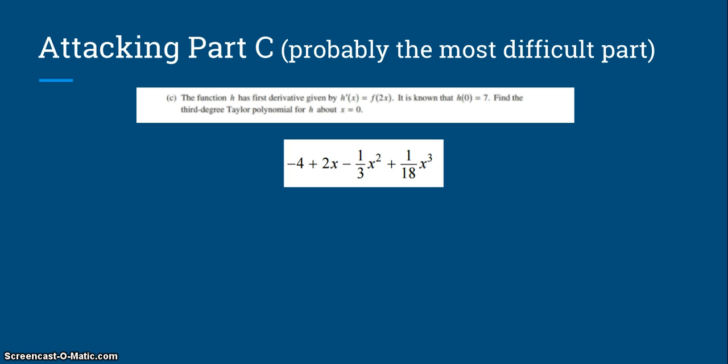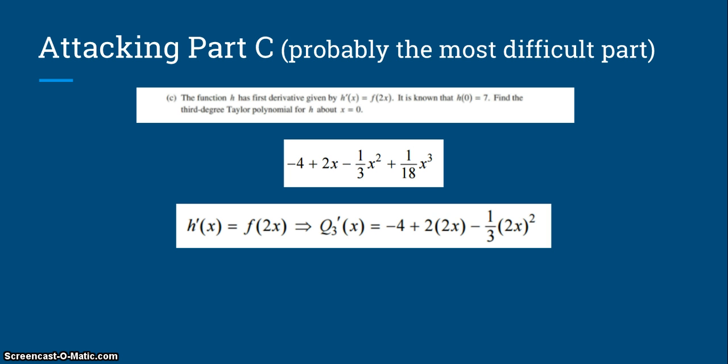We should recognize that this is a relationship they're giving, and so that means that f is basically the derivative of h of x as given. So in order to turn it around, we would have to find the antiderivative, because we're working the other way around.